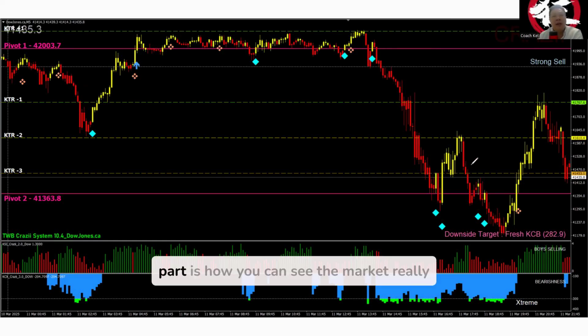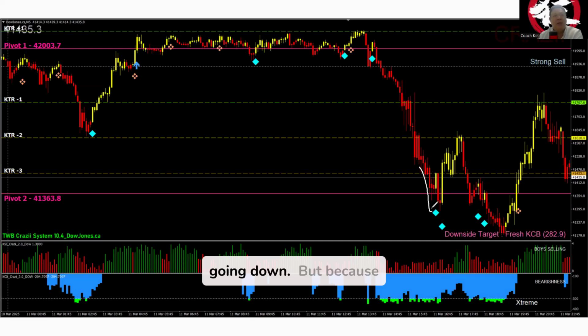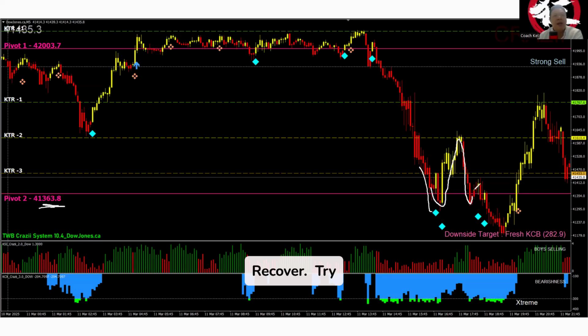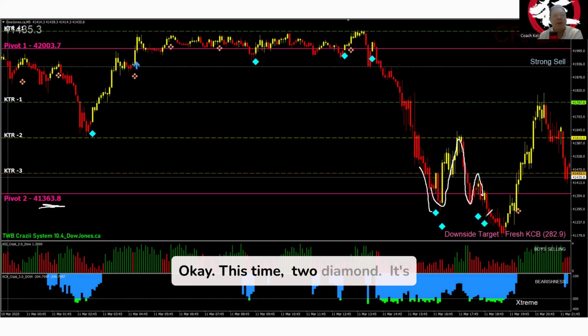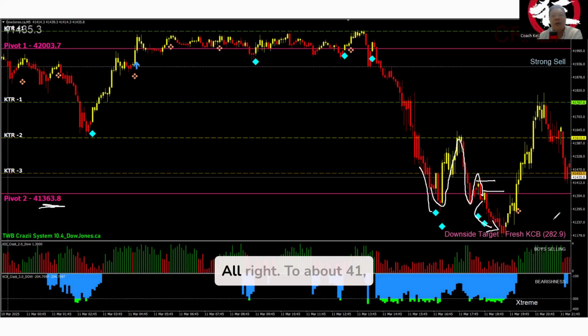Then after that, in the later part itself, you can see the market really going down. But because pivot 2 has become a support here, the market just couldn't go down. It recovered, tried again. Finally, it broke. Okay, this time around, 2 diamonds. This time you draw the line. And then this time it went all the way down to about 41,180 level before staging one big recovery with a diamond to recover all the way back to KTR +1.